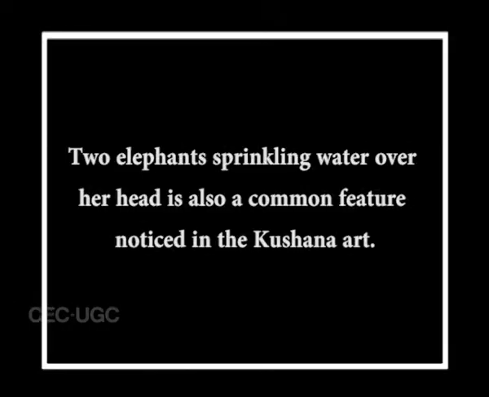In the sculptures of the Kushana period, Lakshmi is a two-armed female figure with a lotus in her left hand and the right hand held in the Abhaya Mudra. She has a lotus in both hands. Two elephants sprinkling water over her head is also a common feature noticed in Kushana art.